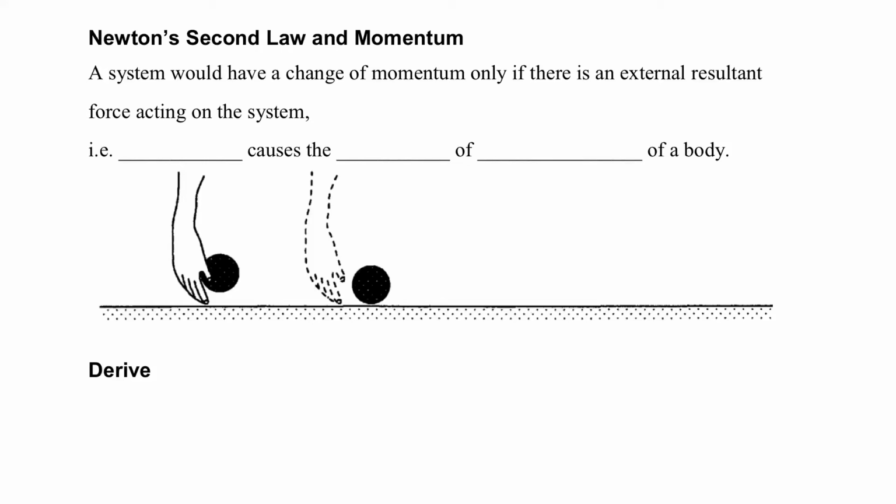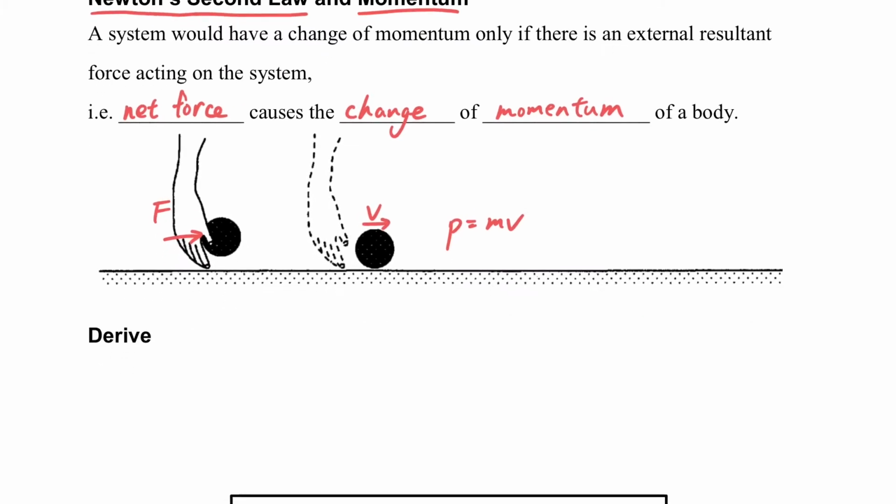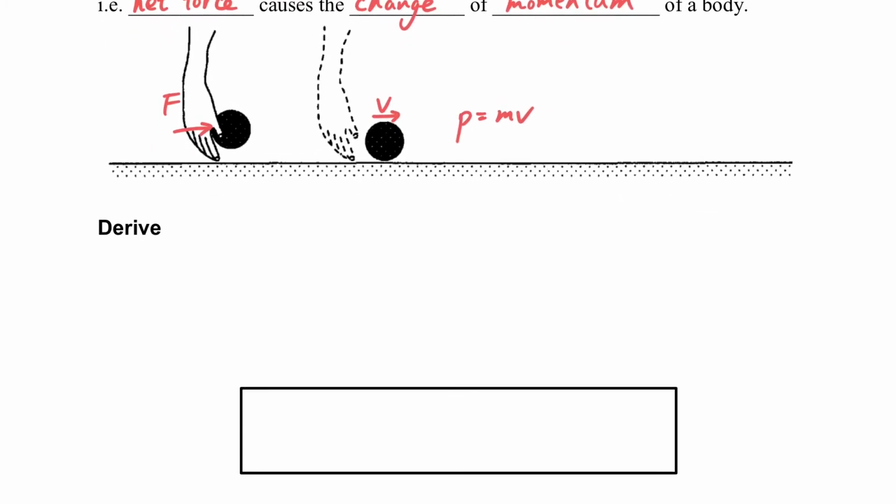Newton's second law and momentum. A system would have a change of momentum only if there is an external resultant force acting on the system. Actually, the net force causes the change of momentum of a body. For example, if we have a ball here, we must provide a force so that its velocity will change. That's why the net force not only causes the change of velocity, but also of momentum.